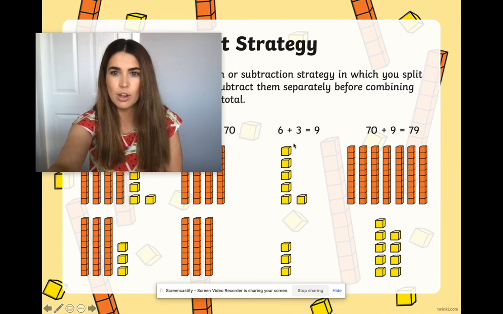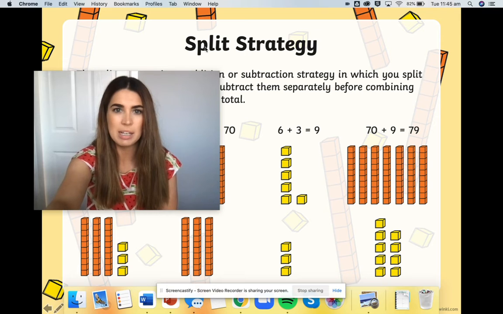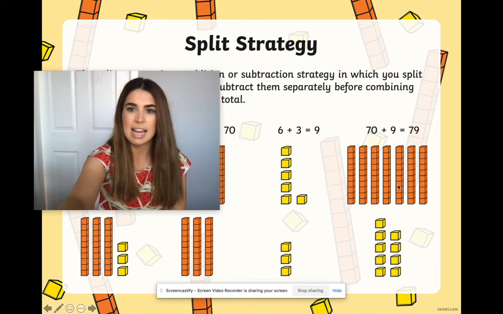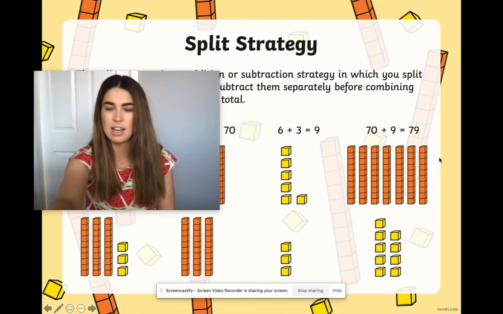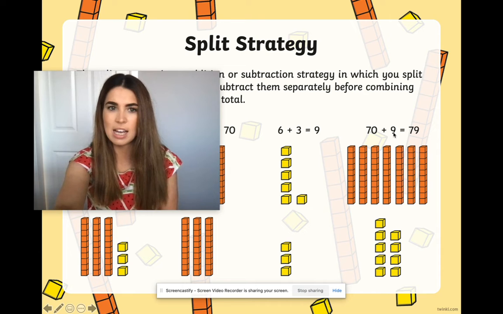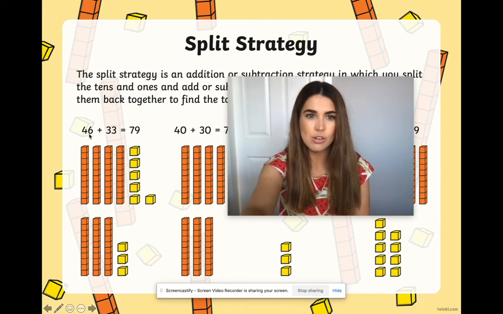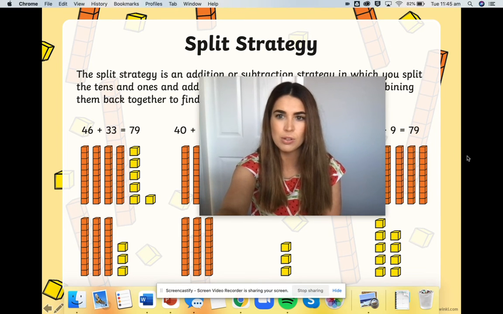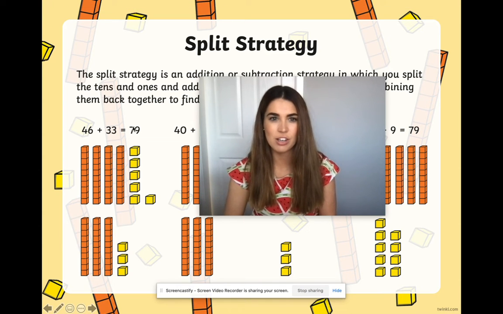So to work out the total answer, all I have to do when I'm using the split strategy is now add those two amounts, those two answers together. 70 plus 9. Here's the 70, here's the 9. 70 plus 9 equals 79. So the answer to my original number sentence, 46 plus 33 equals 79. And that's how you do the split strategy.